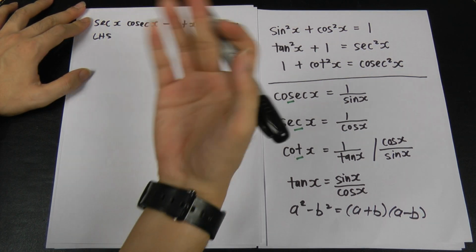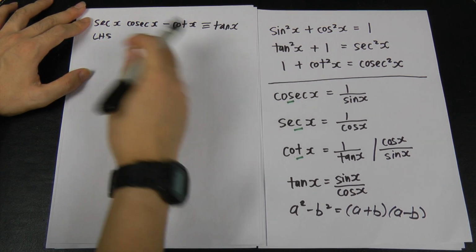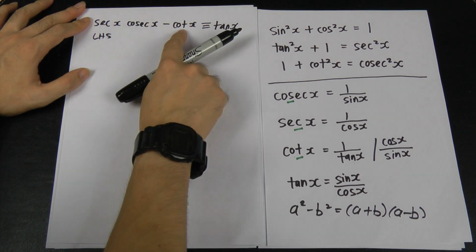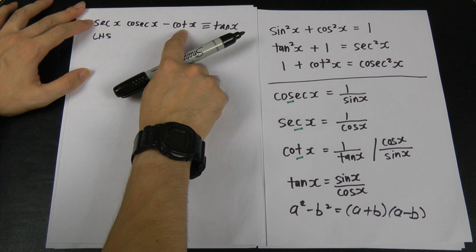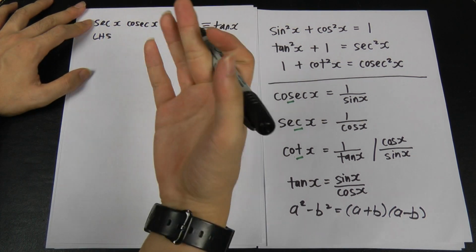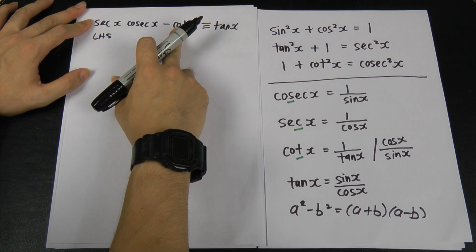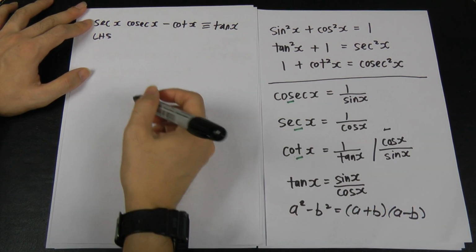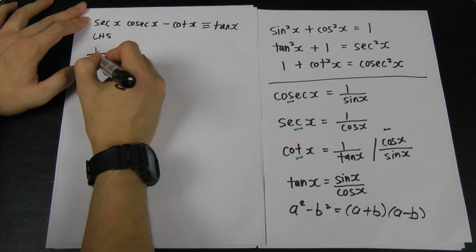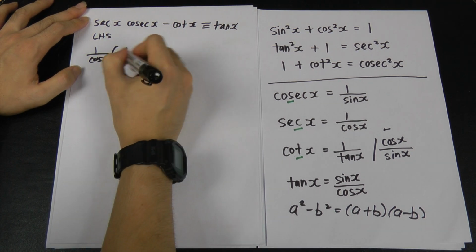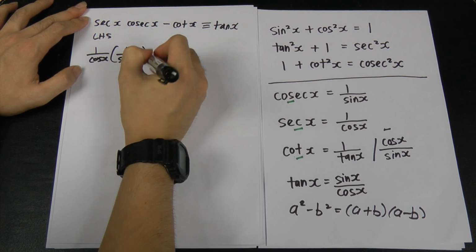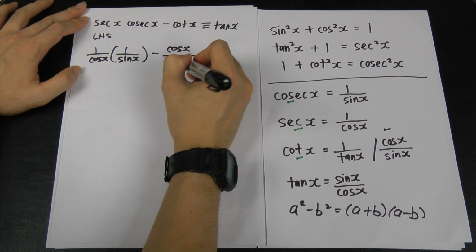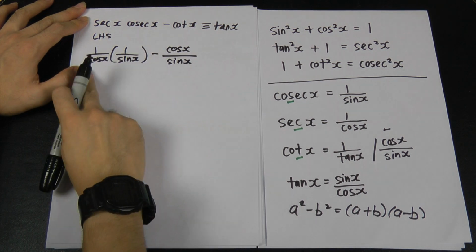When I say I'm trying to change everything into sine, cos, tangent, this one I can change into 1 over cos. This one I can change into 1 over sine. But tangent, I'm not going to change into 1 over tangent because I want everything in sine and cos. So cotangent, I will change it into cos over sine. Right? So this is how I change: 1 over cos x multiply 1 over sine x minus cos x over sine x.